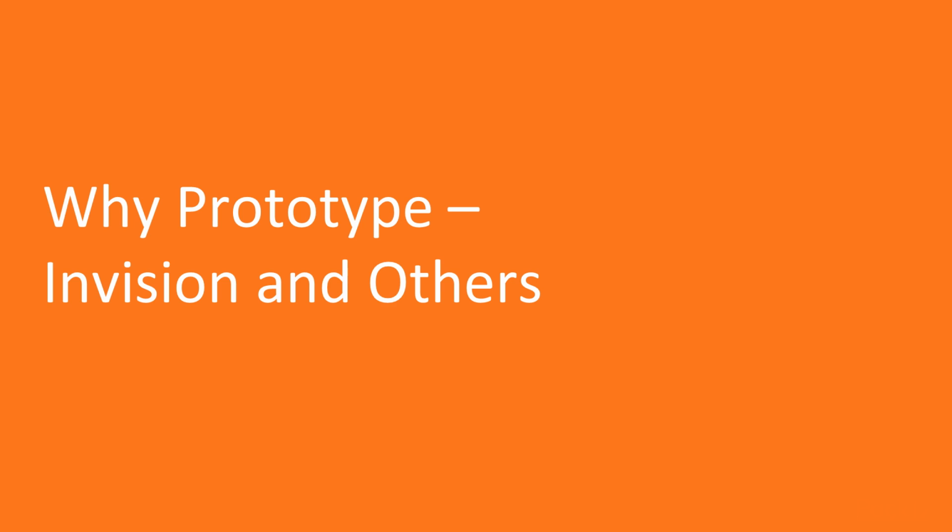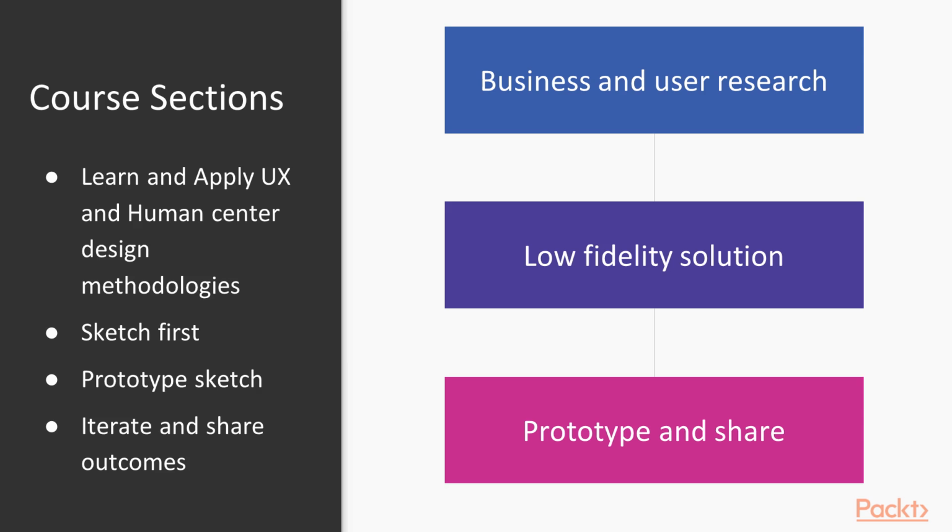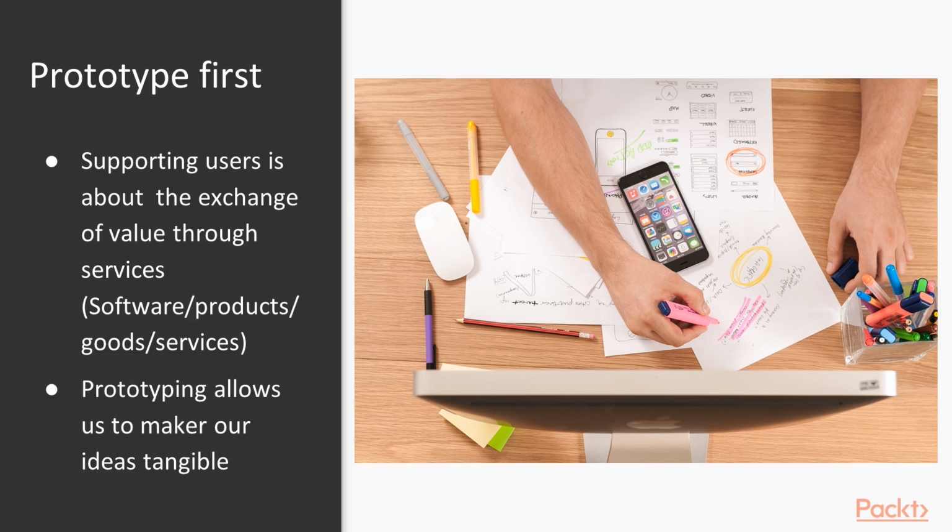UX is about building stuff, InVision, and other tools. Now, in this section of the course, we'll essentially be looking at how business and user research leads to low fidelity solutions, right? We start sketching first, and then we prototype through these sketches to test and iterate our solutions and share out our process, right? The relationship is that we want to learn fast and we want to solve the problems that we need to solve. Now, prototyping first is key to helping us exchange value for our services, whether it's a product or a good, or it's helping our users make a list.